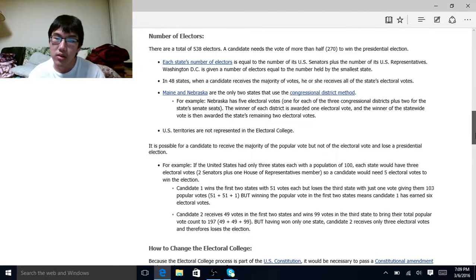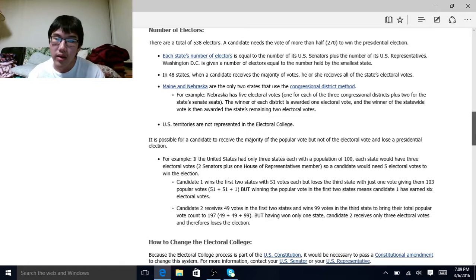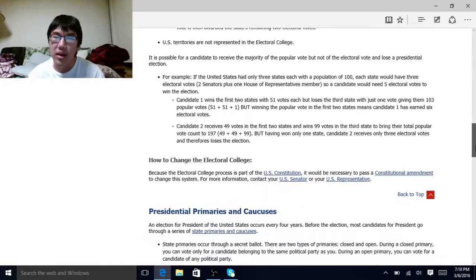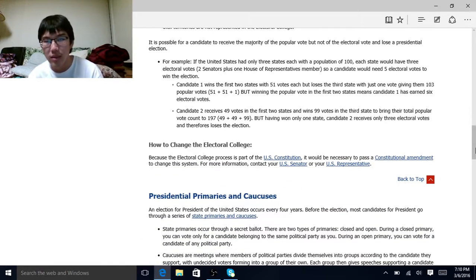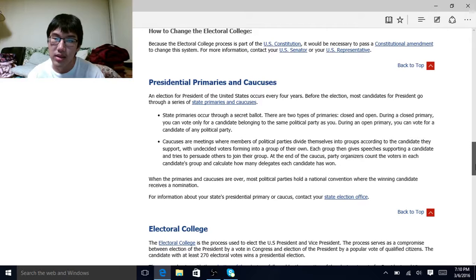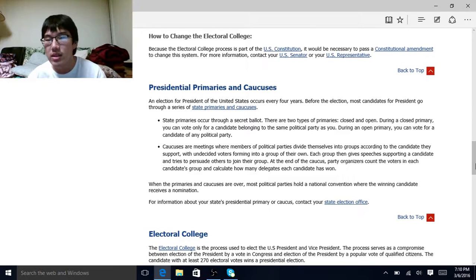Okay, U.S. territories are not represented in the electoral college. It is possible for a candidate to receive the majority of the popular vote, but not of the electoral vote, and lose a presidential election. For example, if the United States had only 3 states, each with a population of 100, each state would have 3 electoral votes. So a candidate would need 5 electoral votes to win the election. Okay. How to change the electoral college? Because the electoral college process is part of the U.S. Constitution, it would be necessary to pass a constitutional amendment to change the system.